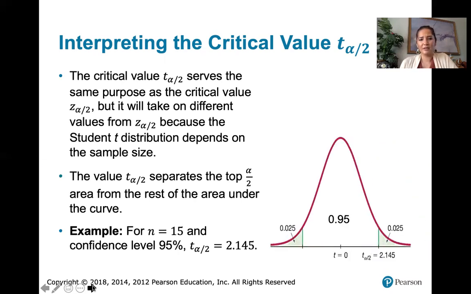Let me show you a graph. If we're talking about a 95% confidence level, then we're interested in this 95% of the area in the middle of our student t distribution. The remaining 5%, that's typically called alpha, is going to be split into the two tails. Since I've got 5% that I'm splitting into two tails, I've got 2.5% in the left tail and 2.5% in that right tail. T sub alpha over 2 is that t-score that separates that top 2.5% from that bottom 97.5% of the area under the curve. Now, it turns out that that t value is 2.145.